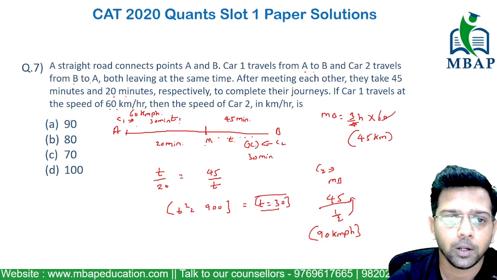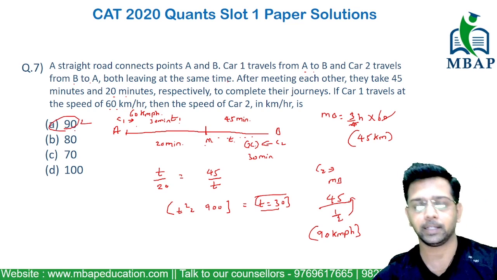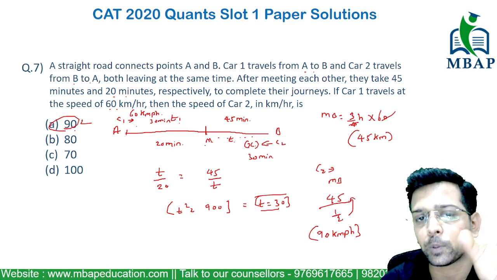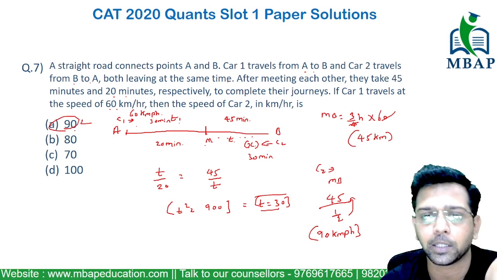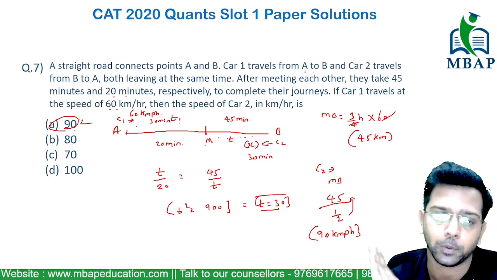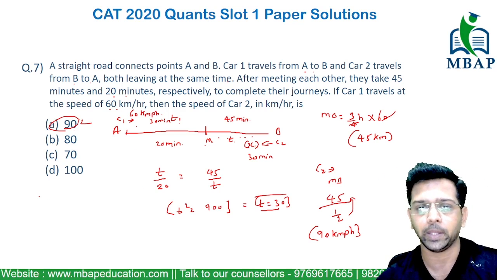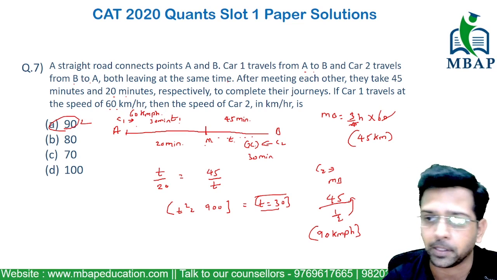Easy question. All of you should get the answer right. The only thing that you need to consider is that the ratio of speed of car 1 to car 2 from A to M will be the same as the ratio of speed of car 1 to car 2 from M to B. And speed is inversely proportional to time. If you use this, very easily you will be able to solve this question, which came in the year of 2020 of CAT.